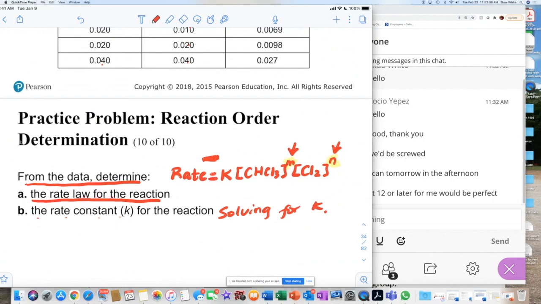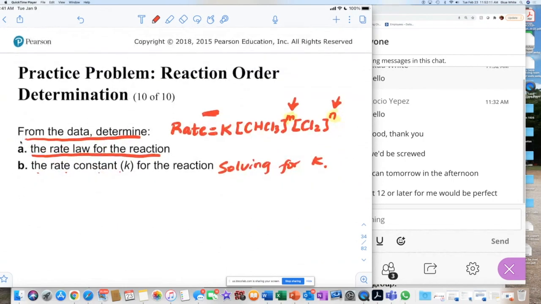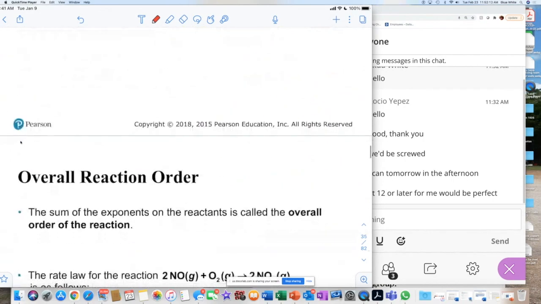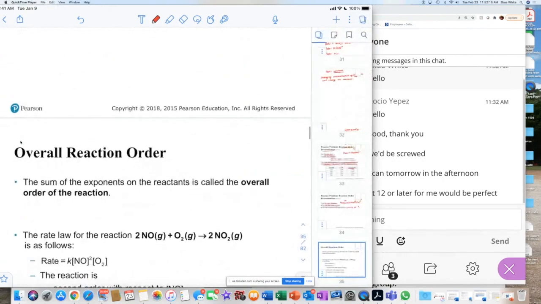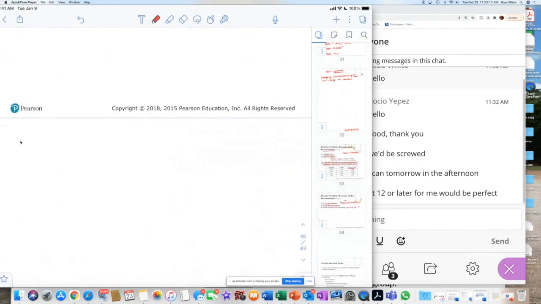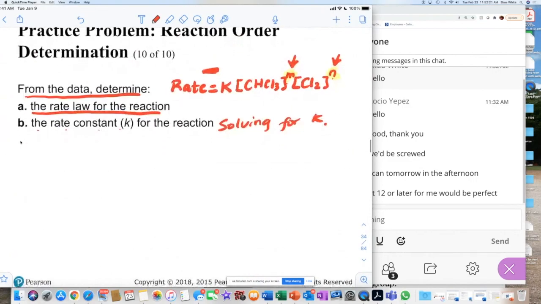Okay. There were three unknowns. So how do I get M? Rate equals K times the first reactant, second reactant raised to the power M and N. Solve for M, solve for N, solve for K.